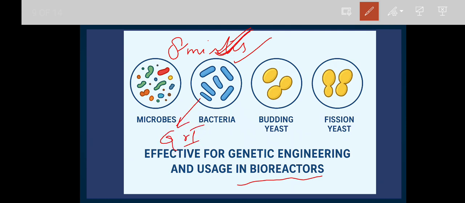The second ones are the budding yeast, and the third ones are fission yeast. Budding yeast usually divides through a bud, and fission yeast divides as a result of fission. So these are the microorganisms that are effectively used in bioreactors. Next, we will see what bioreactors are.